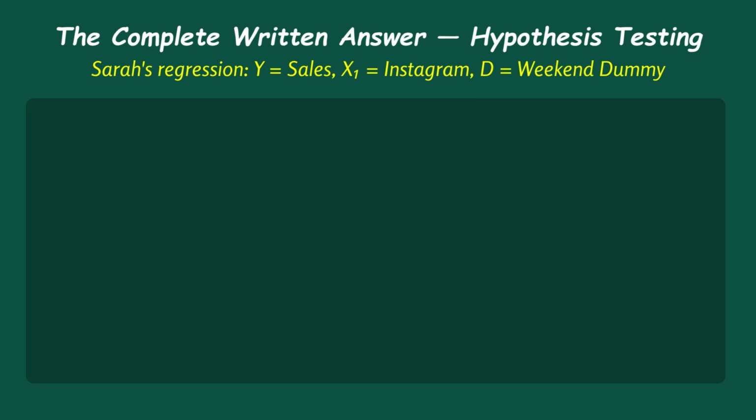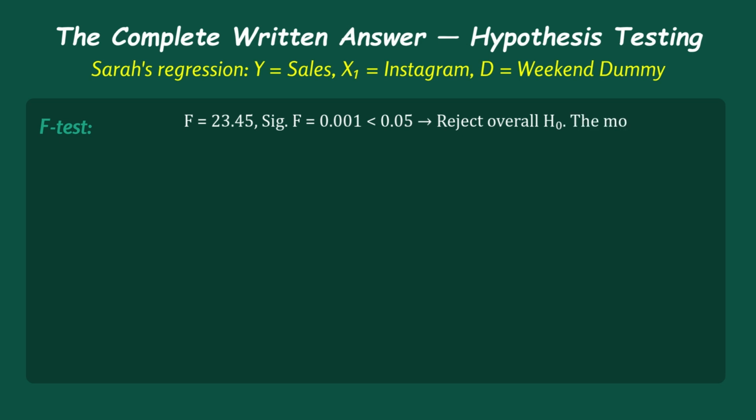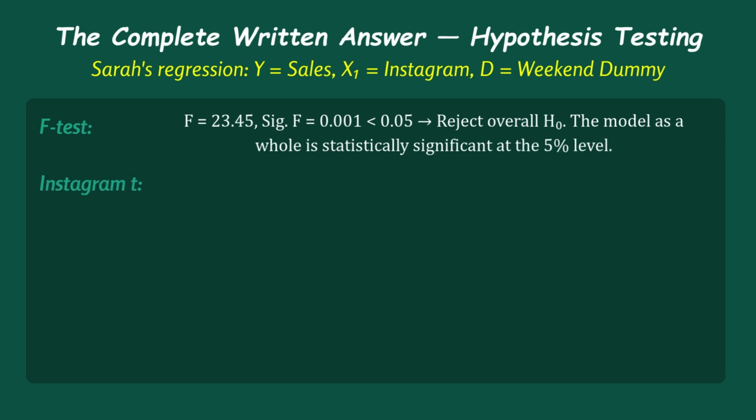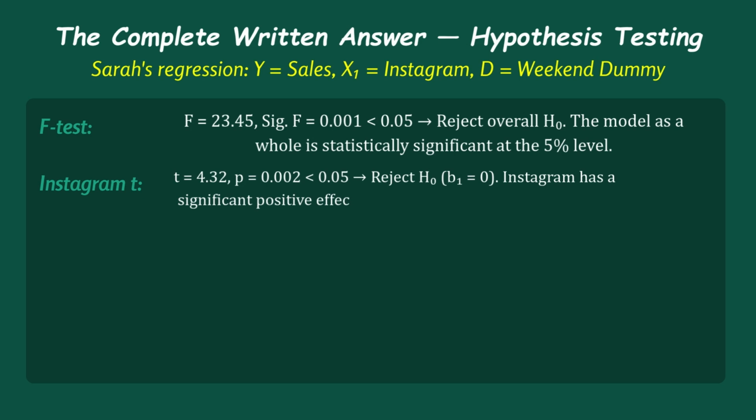Here is the complete written answer for hypothesis testing. For the F test, F equals 23.45, significance F equals 0.001, less than 0.05. Reject overall null. The model as a whole is statistically significant at the 5% level. Instagram t-test, t equals 4.32, p equals 0.002, less than 0.05. Reject the null that B1 equals 0.